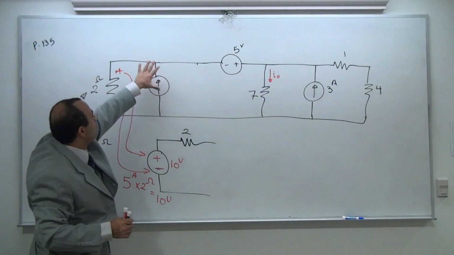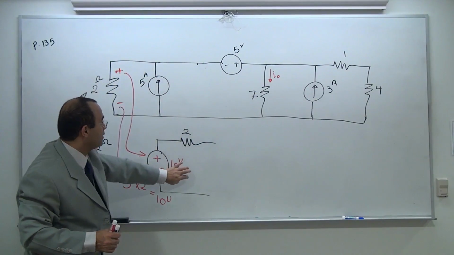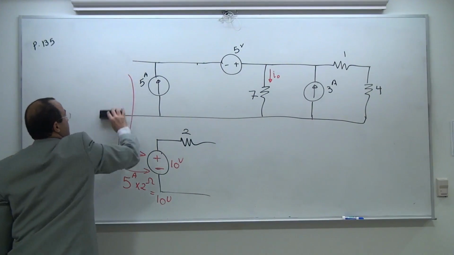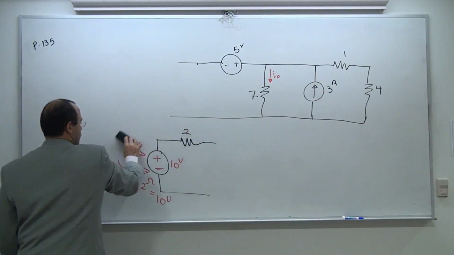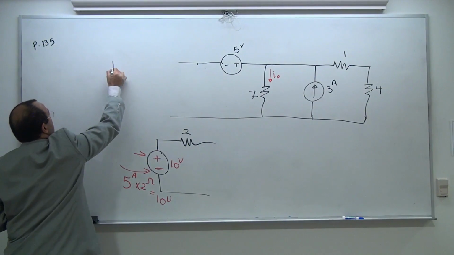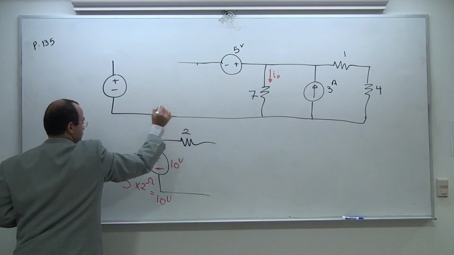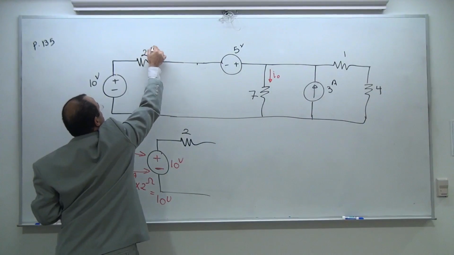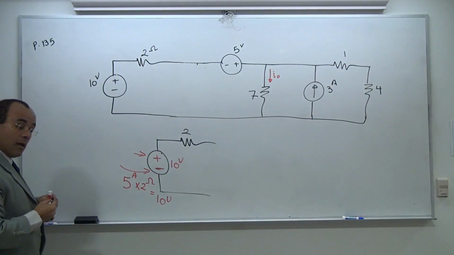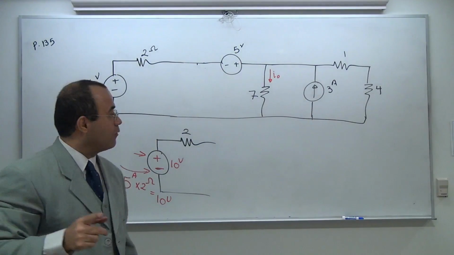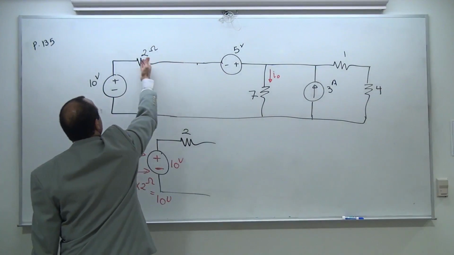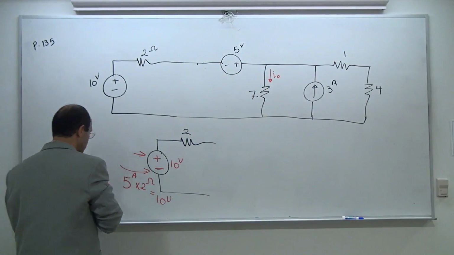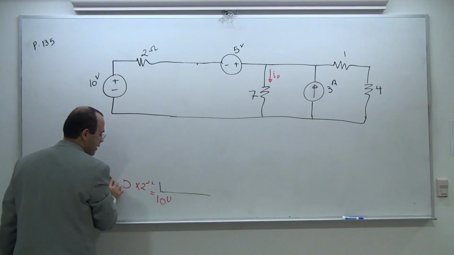I can say I can replace this with this structure in mind. So let's do that. I'm going to go ahead and replace it with a voltage source, 10 volts, and 2 ohm. My gain is paying off. Why? Because I can see these components are in series. These components are in series. Can I shrink them further?